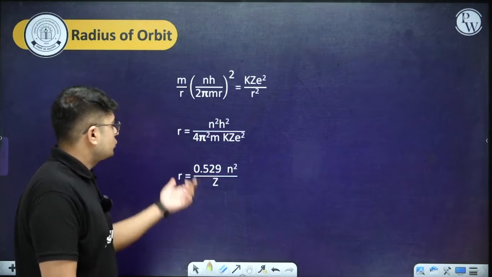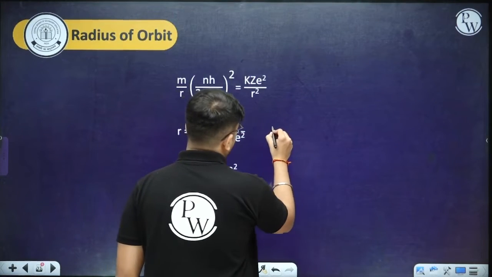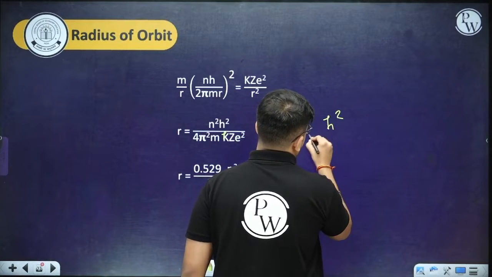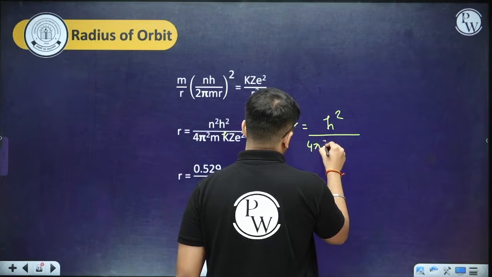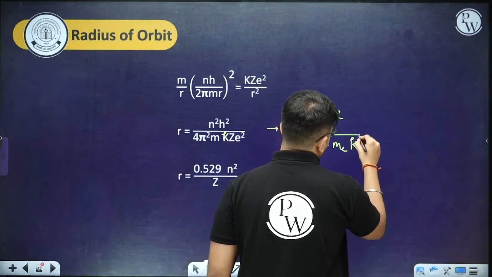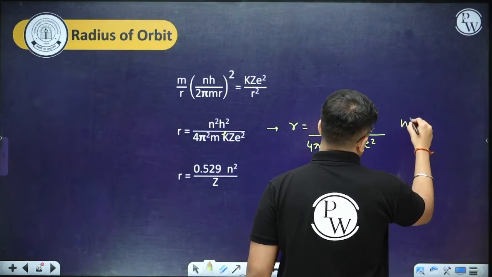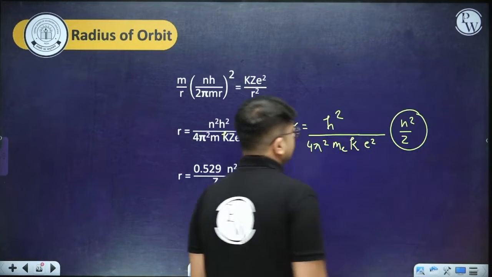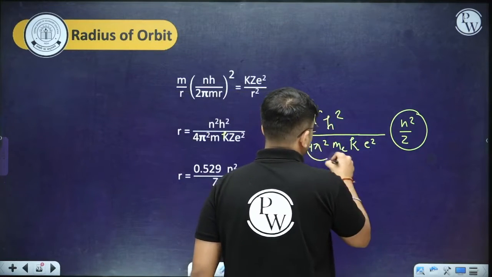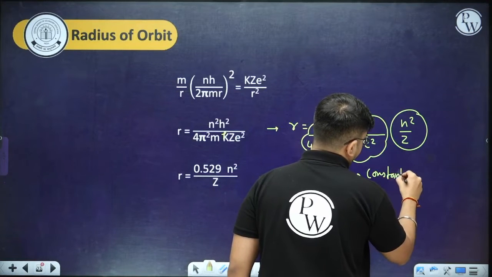I hope this part is clear. So finally you can see this equation. From this particular part we know that r will be equal to h square having a specific value, divided by 4 pi square having a specific value, mass of electron having a specific value, k having a specific value, e square having a specific value, and we have n square by z. These are the two variables, but otherwise this entire portion will be a constant.